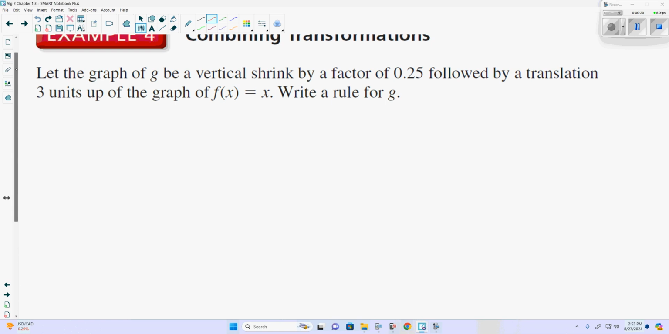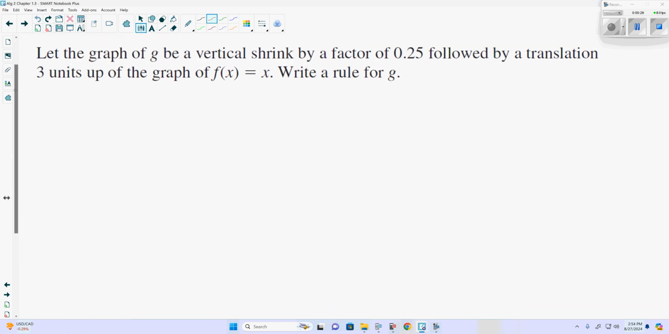All right, guys. So what we're doing here is combining transformations. So we're going to do more than one transformation at a time. Now, we're not going to be applying more than one at a time, but we're going to take it one at a time and continue to apply each one after the other. And the way that we apply them is the order that they appear. So whichever one appears first is going to be the one we do first.